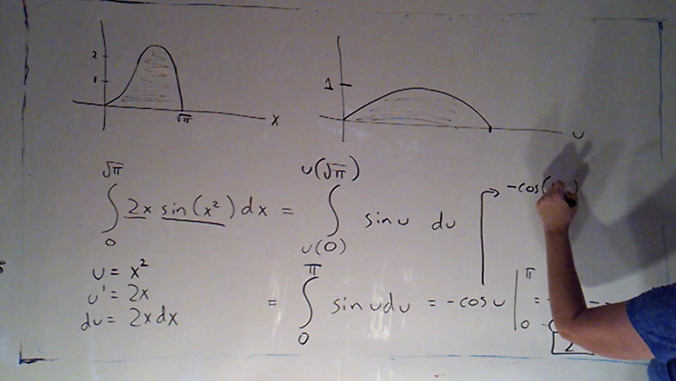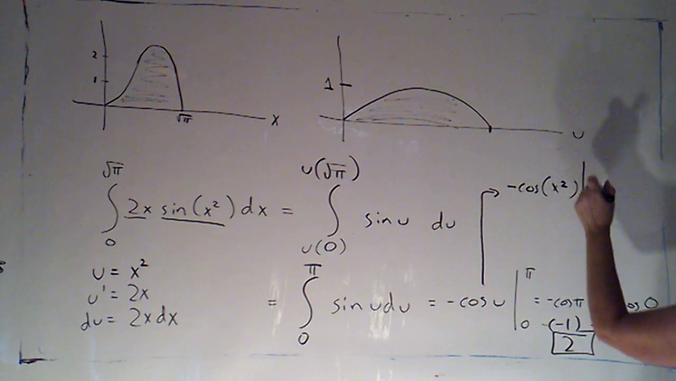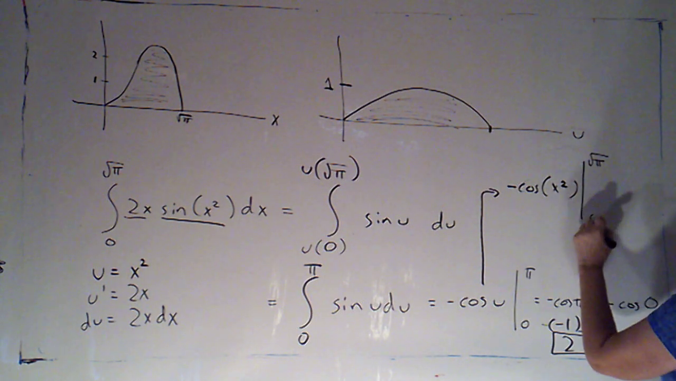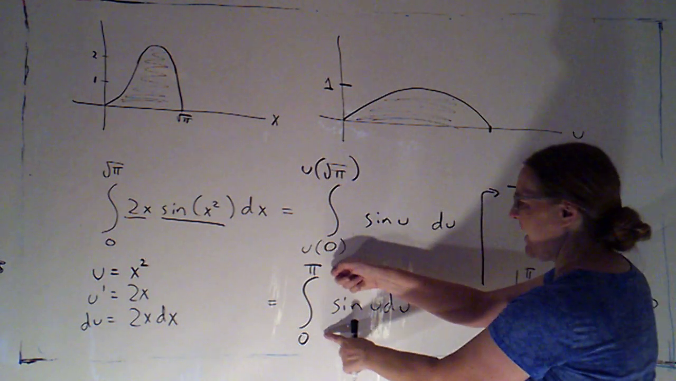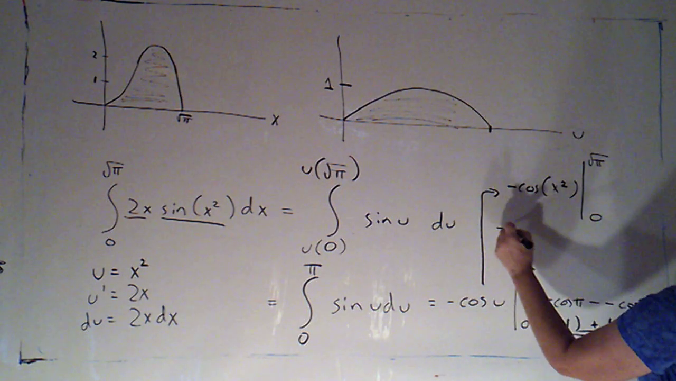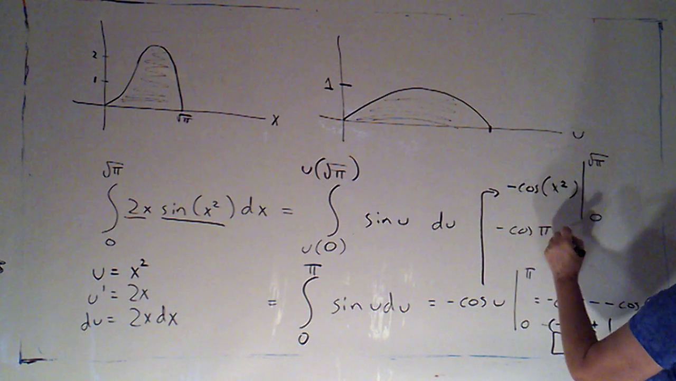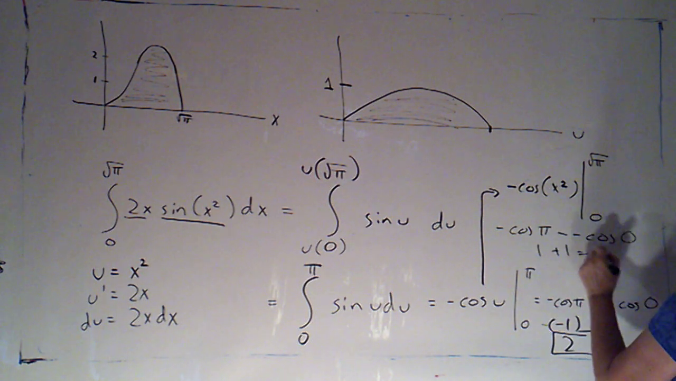U was x squared. If I go back to x's here, I'd have to go back to x's here. So then that would become root pi and 0. I think that's just a lot more work because I've already done the squaring. Now I've got to do the squaring again to say this is going to be negative cosine of pi minus negative cosine of 0, which is going to be 1 plus 1, which is going to be 2.